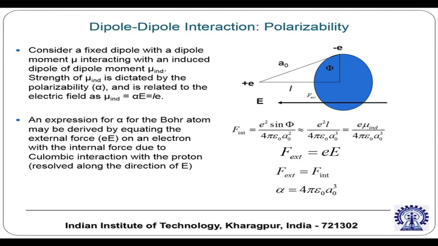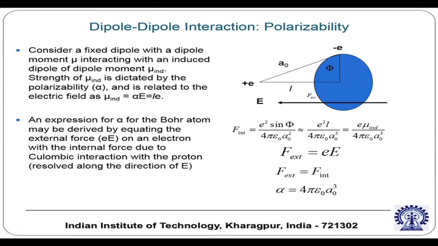Now, consider a fixed dipole with a dipole moment mu interacting with an induced dipole of dipole moment mu induced. The strength of mu induced is dictated by the polarizability and is related to the electric field: the induced dipole moment is equal to alpha times E, where alpha is the polarizability. It is a constitutive equation. The dipole moment, if you have instantaneous charges of plus e and minus e, is L times e, where L is the perpendicular distance between the two.